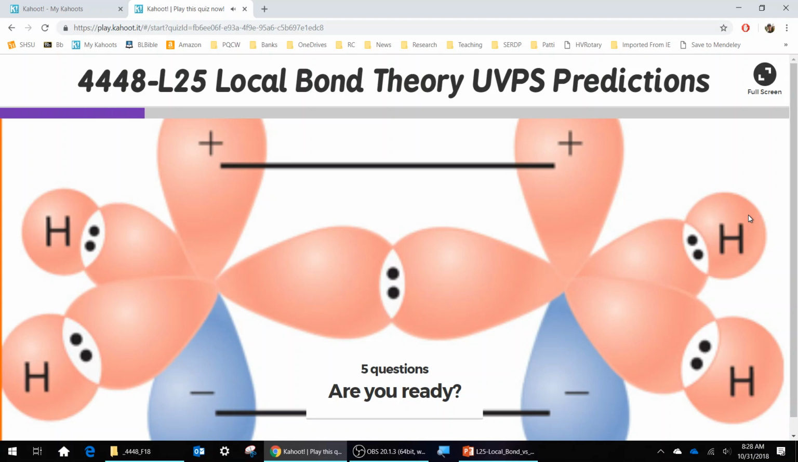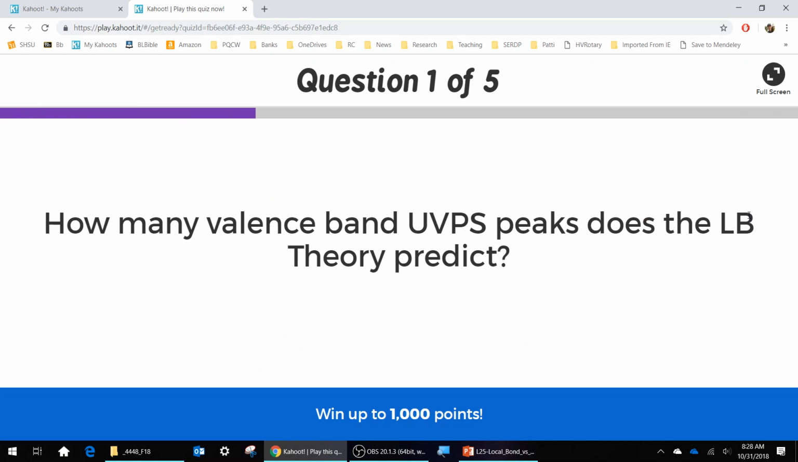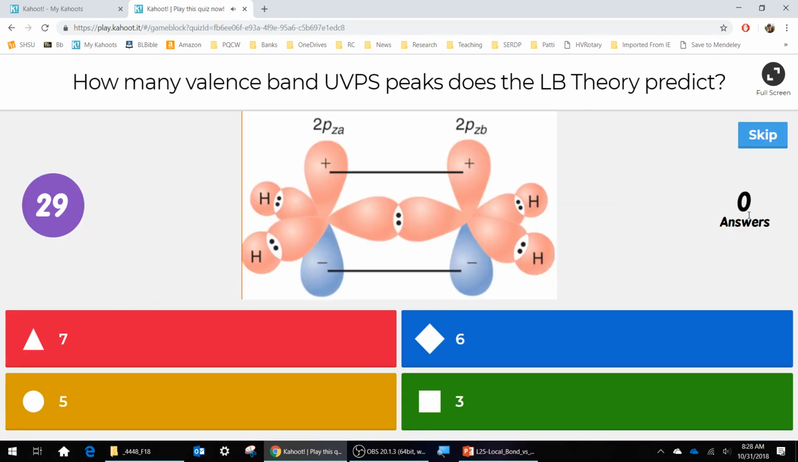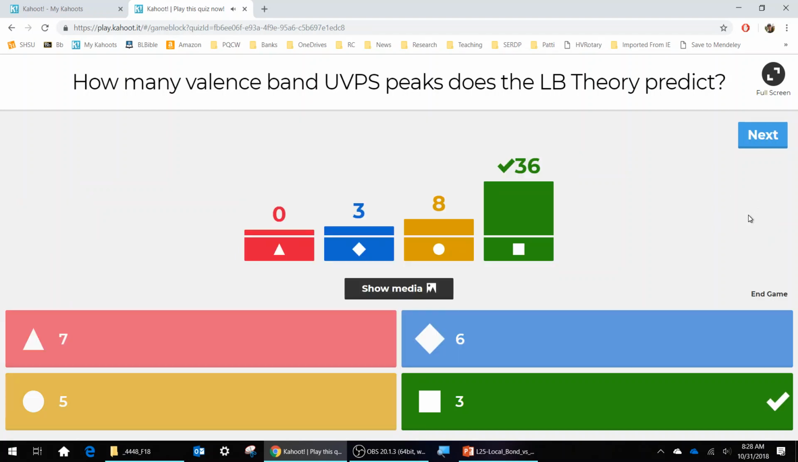All right, so again, this is just counting up those different types of electrons. How many valence band UVPS peaks does the local bond theory predict for this molecule? So I've drawn all the little hybrid orbitals, so just count up the different types of electrons. Started you with a hard one. Yeah, so 3. So we can look at that molecule and we can see the different types.